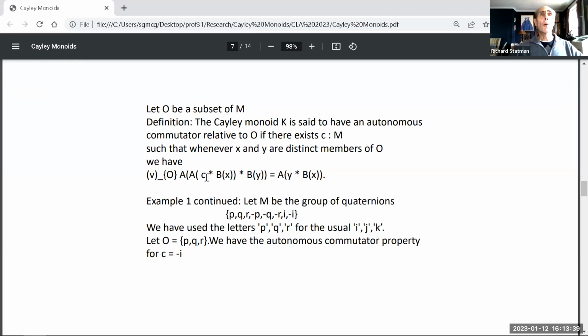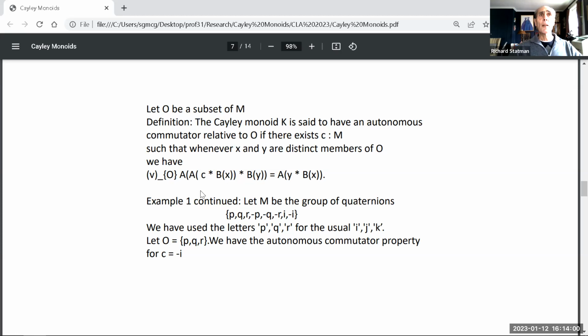Now, of course, in a group there's a commutator for every pair of elements, but you see C here does not depend on X and Y. That's why we call it autonomous. It's relative to O. We'll be interested in the case when O is all of M, and that's very rare.